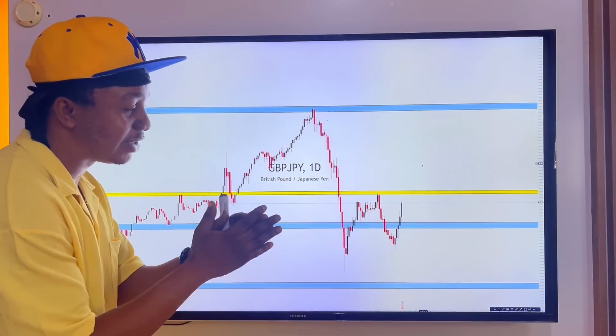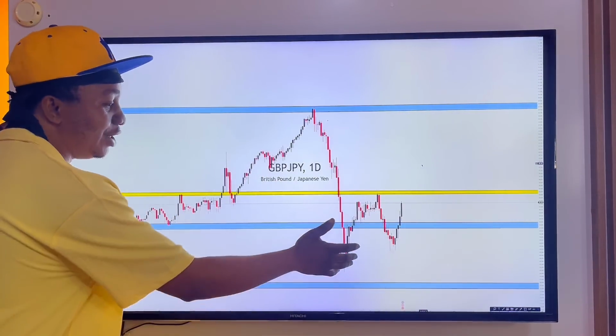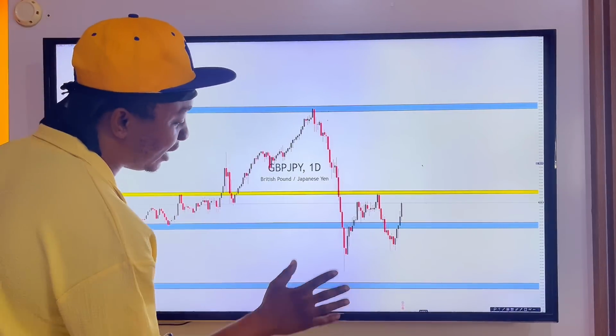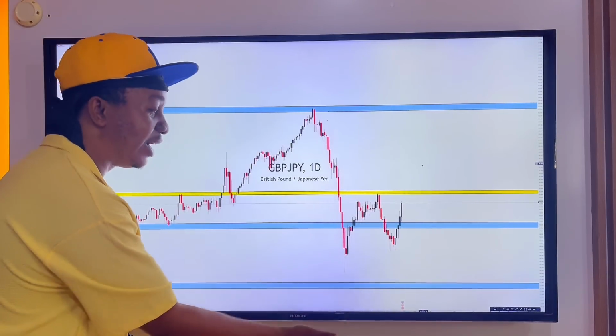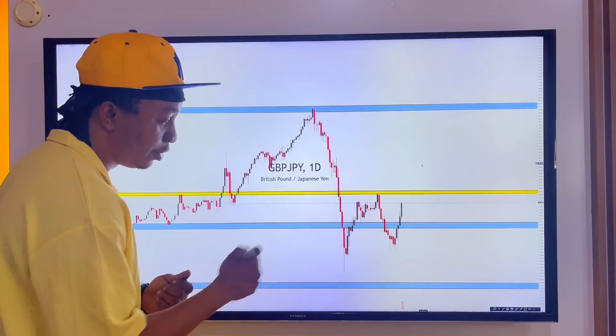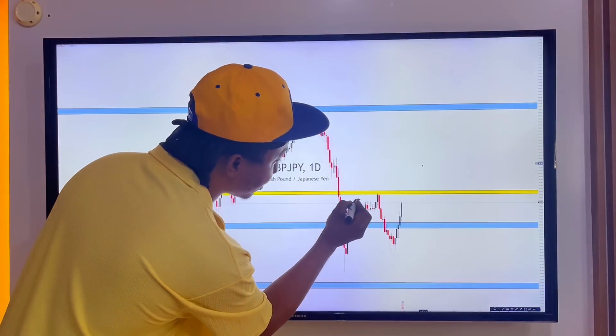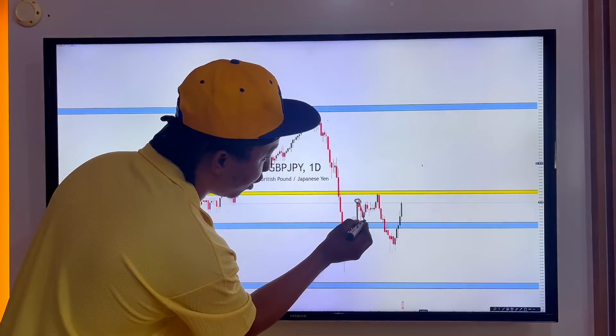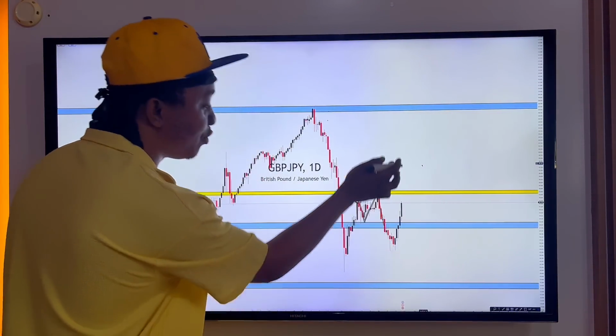Let's take our time and explain what is happening here on the daily. If you look at the daily, price was initially in an uptrend, it became a downtrend and has now become another uptrend. Let me show you. So if you look at the daily time frame, this was a higher high, a higher low, another higher high, another higher low. But price failed to go up.